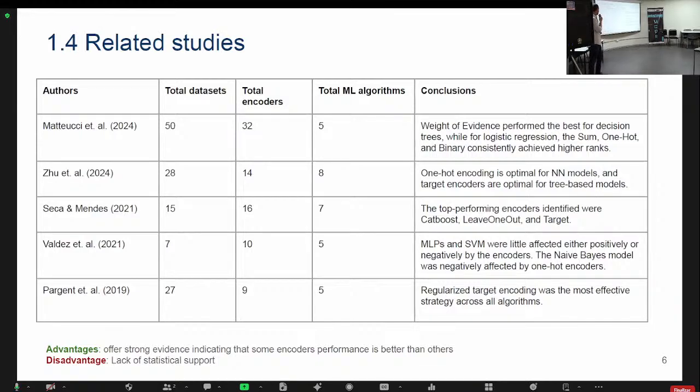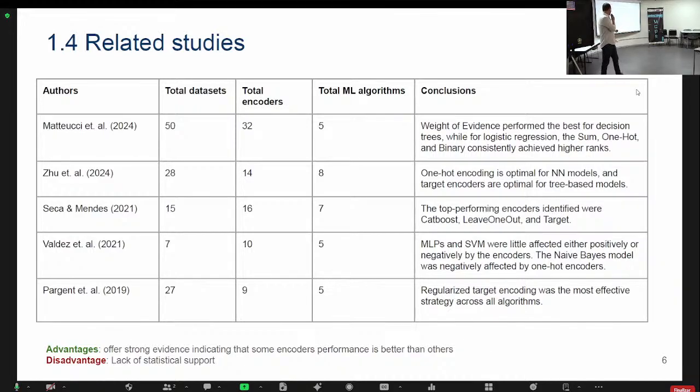And here we have the author, the total data sets used, the total encoders, the machine learning algorithms used, and a brief conclusion. For example, Matucci used 50 data sets with 32 encoders with 5 machine learning models, and they found out that the weight of evidence performed best for decision trees, right? And actually, like 3 years ago, we conducted a study where we used 7 data sets, 10 encoders, 5 machine learning models, and we found out that neural networks and support vector machine were little affected, either negatively or positively, by the different encoders, right? And so forth. We have different studies.